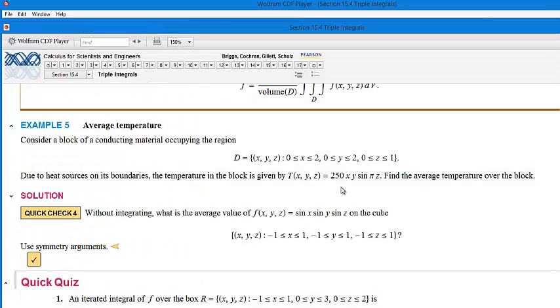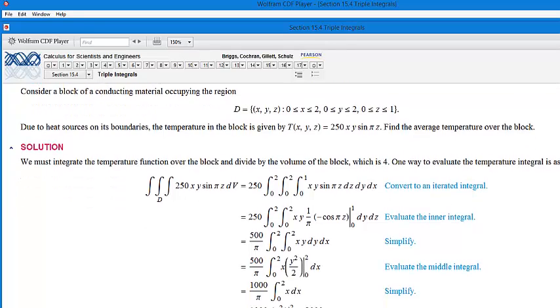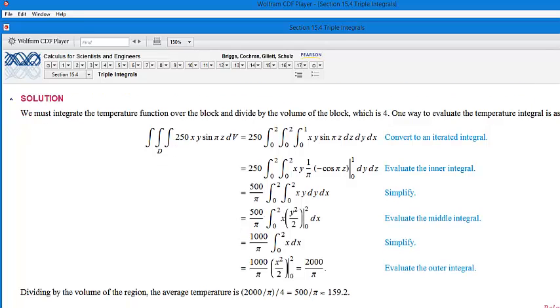Book. Do you get the same thing we do? Certainly seeing a 500 over pi show up. They got 2,000 over pi. What'd I miss? No, they got the same thing. Wait a second. No, when you square the x, it should have been 4. And so you have to multiply. Let's see what happened. They did dy at the end.